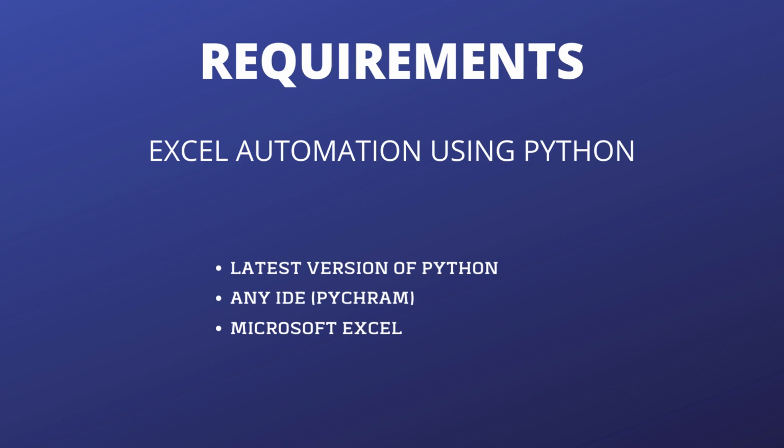In order to automate Excel with Python, we need some requirements. Let me tell you what we require. One is you have to install the latest version of Python on your system. If you're comfortable with the Python command prompt, you can just run your program from there. If not, you can install any IDE like PyCharm, Sublime Text, or Visual Studio Code. And as usual, since we are going to automate Excel, we need Microsoft Excel. So these three things are really needed.